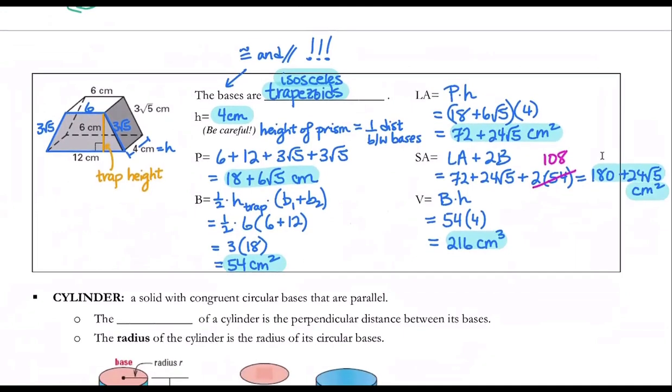Okay, this is the end of the part of the lesson on just prisms. I'm going to start a new video that will address cylinders.